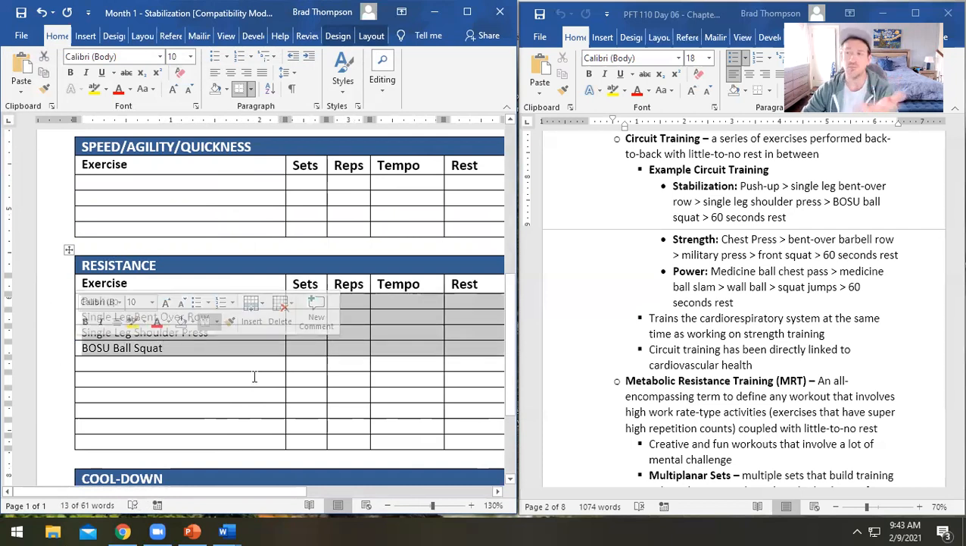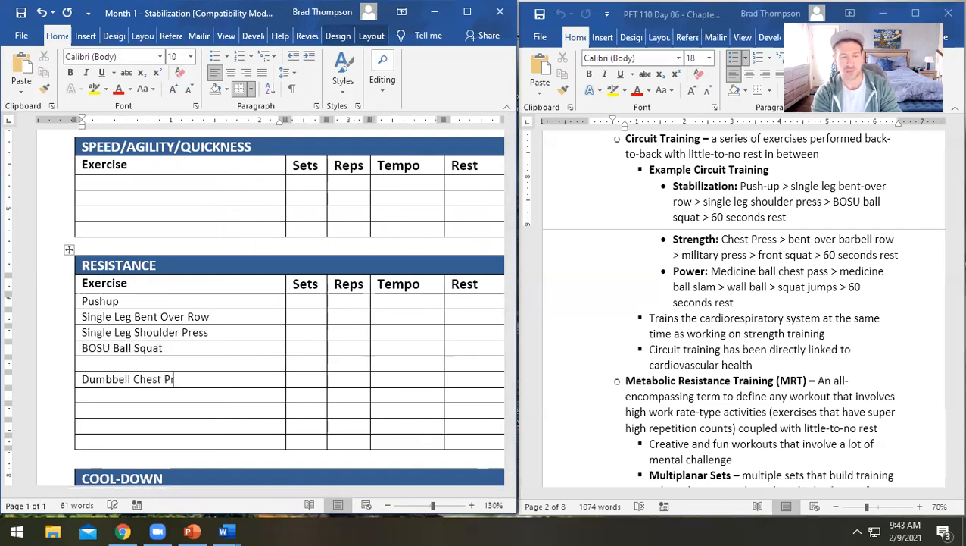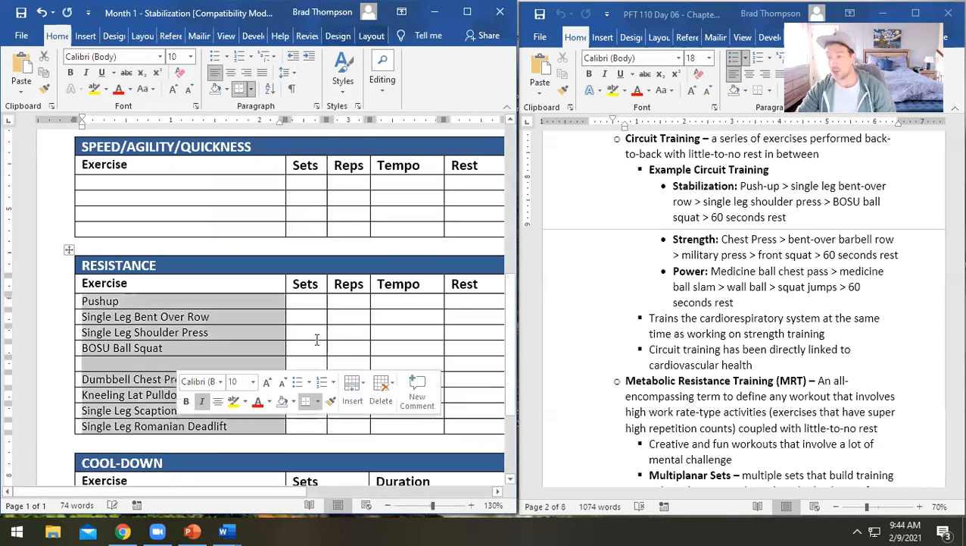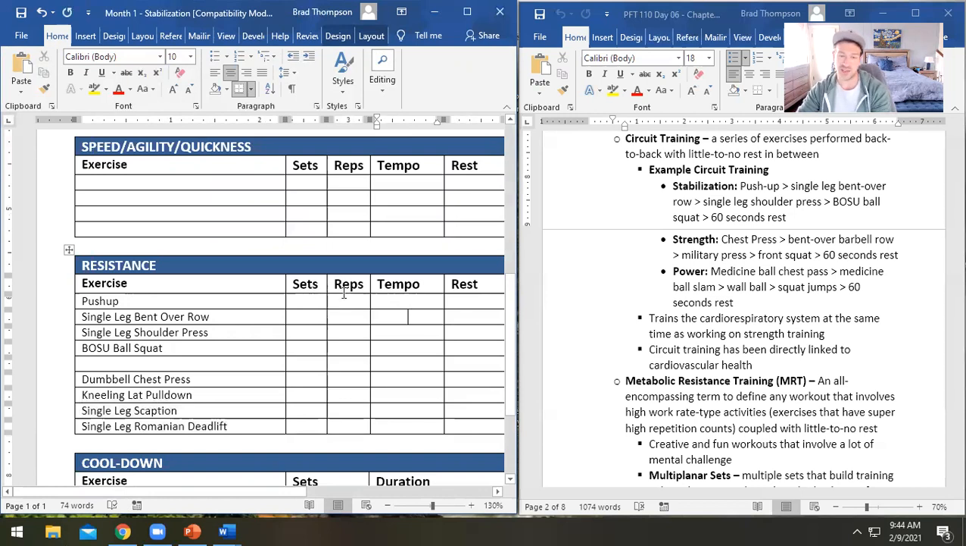Could I get some biceps in there? Sure, I totally could. But I could do this, and then I could just do another 4 exercise circuit and do a dumbbell chest press. Instead of a single leg bent over row, I could do a kneeling lat pull down. Instead of the single leg shoulder press, let's do single leg scaption. And then we'll do a single leg Romanian deadlift. There we go. So now I've got 2 separate circuits here that my client's going to do, right? And I'm going to do 3 sets of each.